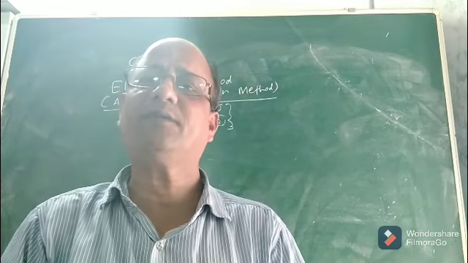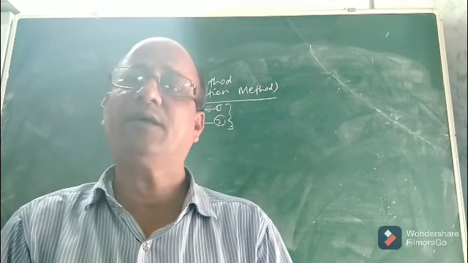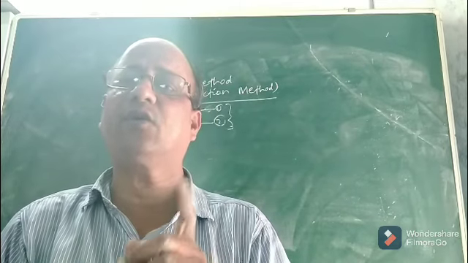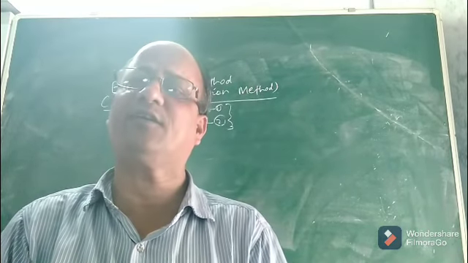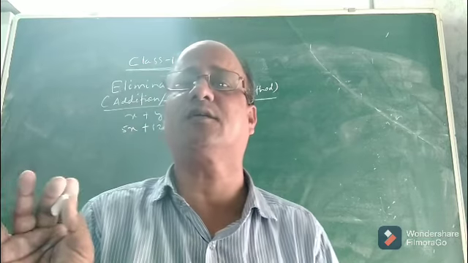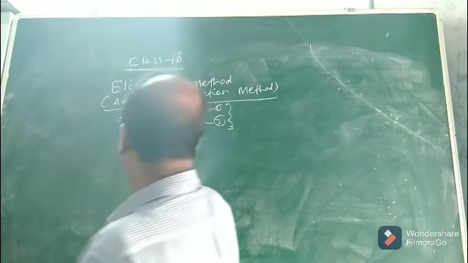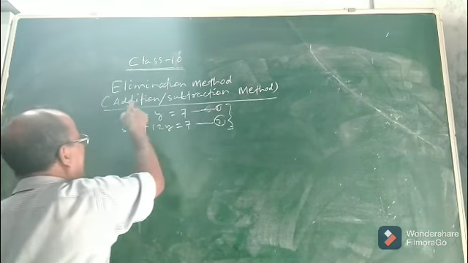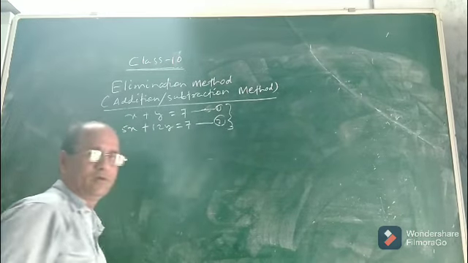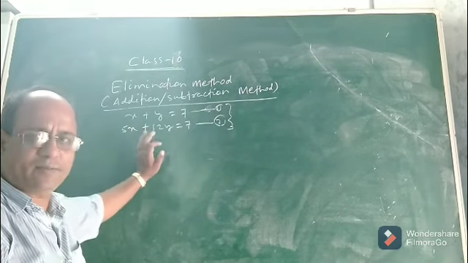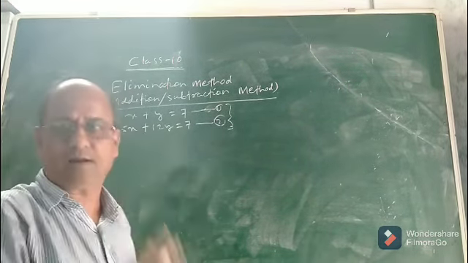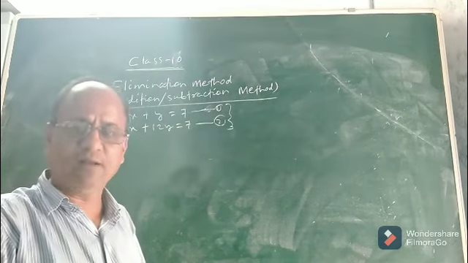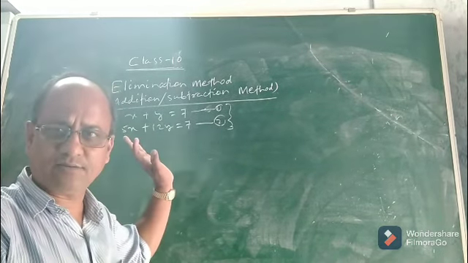How will you solve it? By the elimination method, by equating the coefficient. It is called elimination by equating coefficient, or you can simply say elimination method. The other name of the elimination method is the addition subtraction method also. So what is this method? In this method, how will you solve a pair of linear equations in two variables? What is the principle? Today let us discuss.